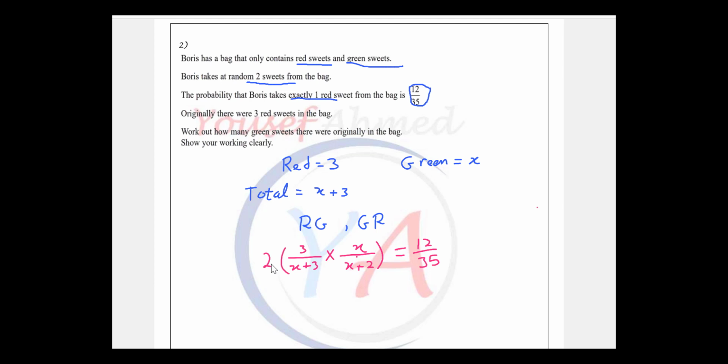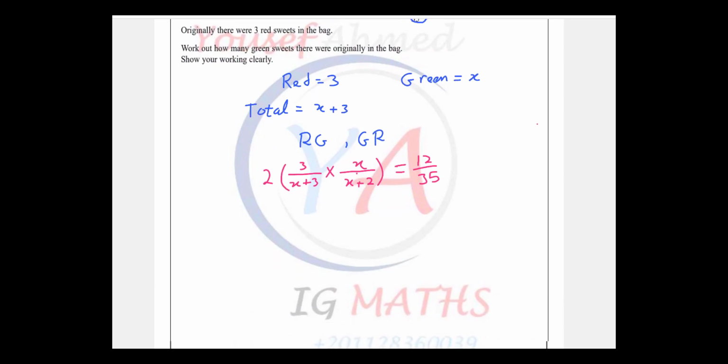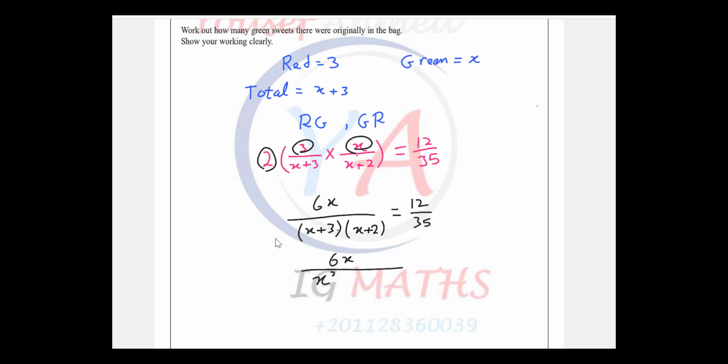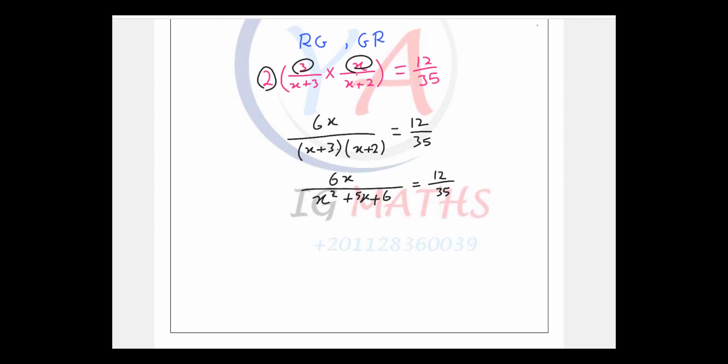So let's move to the next point. What we'll do, we'll try to work on this. So it will be 2 times 3 times x, which gives 6x over the denominator x plus 3 multiplied by x plus 2, equals 12 over 35. So 6x, and down there we have x squared, and then plus 6, and here we have plus 5x, which gives 12 over 35. So we will try to work on simplifying this more.